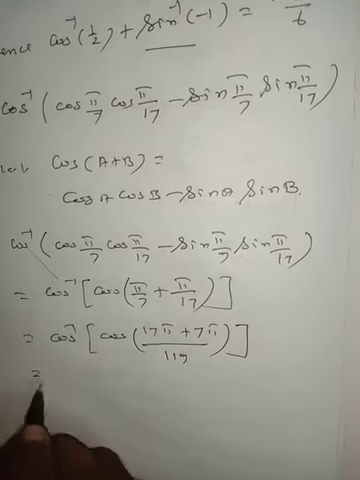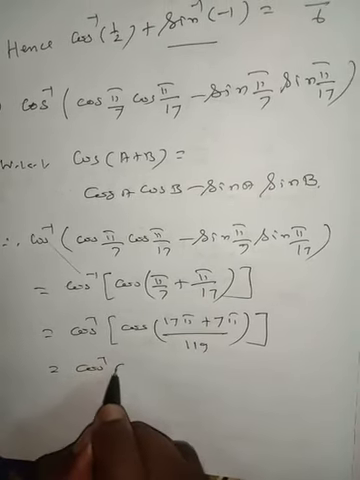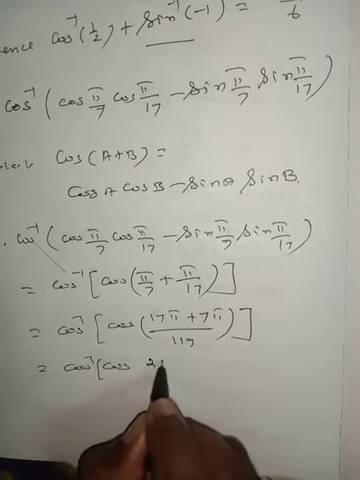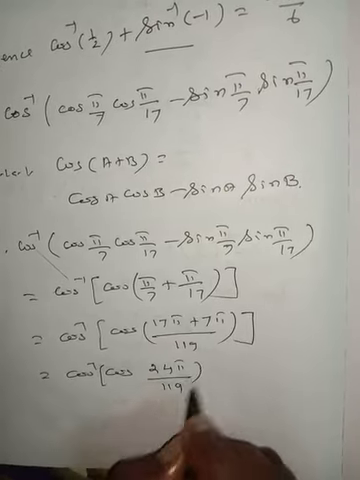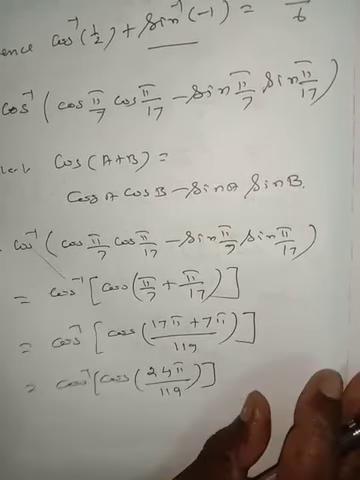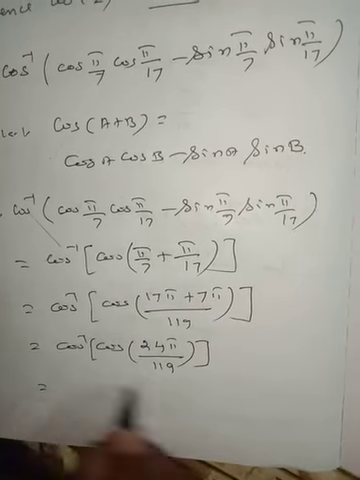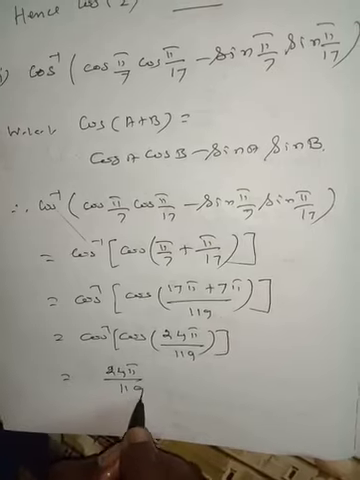Is equal to cos inverse of cos 24 pi divided by 119. Cos inverse of cos is 1. Therefore, 24 pi divided by 119.